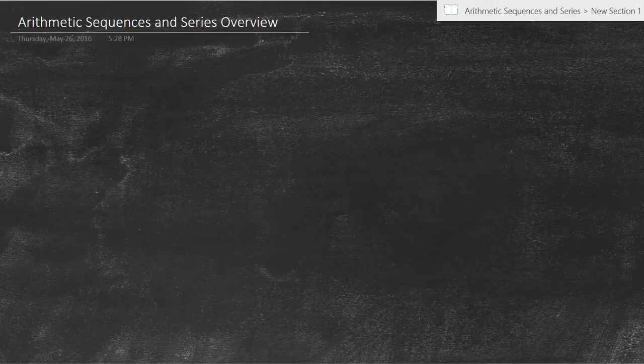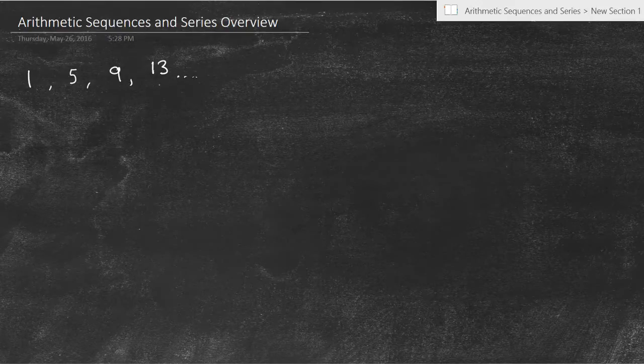Hey guys, so today we're going to do an arithmetic sequences and series overview. We're going to talk about what they are, some formulas associated with them, and so let's just jump into it. I'm going to write one right here. We're going to have 1, 5, 9, 13, and ... That implies it continues forever.